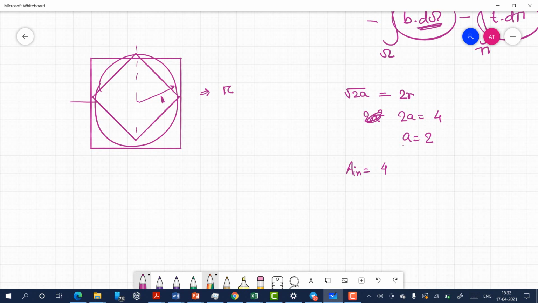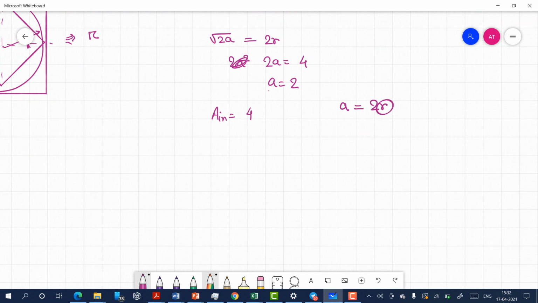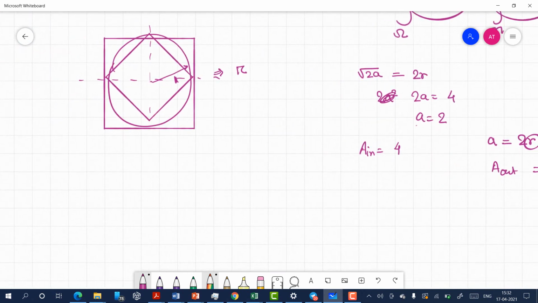So for the outer square, the length of that square will be 2r, right? So the outer square a will be equal to 2r and r is 1, so it is simply equal to 2. So then the area of the outer square is also 4. So then there is a mistake. In both cases, how can it be the same?